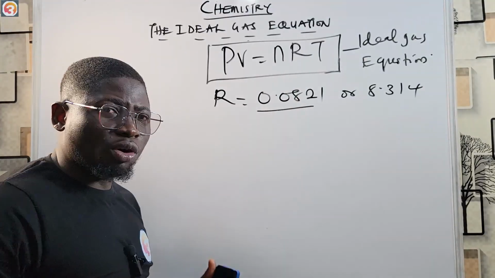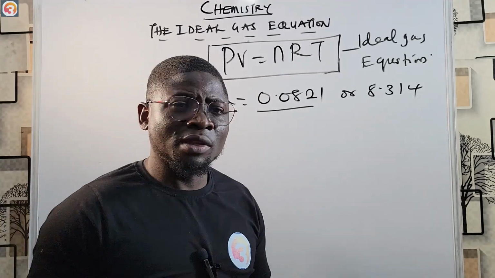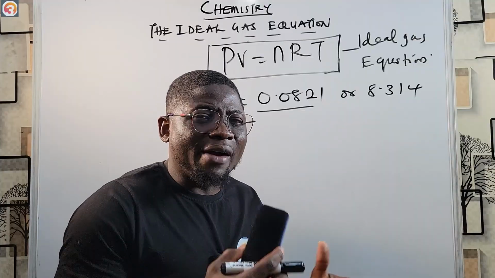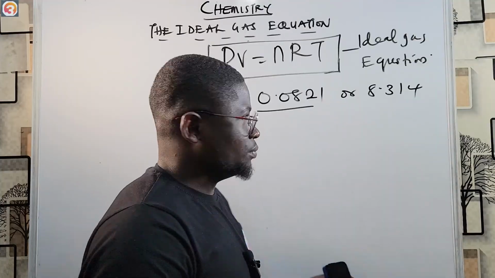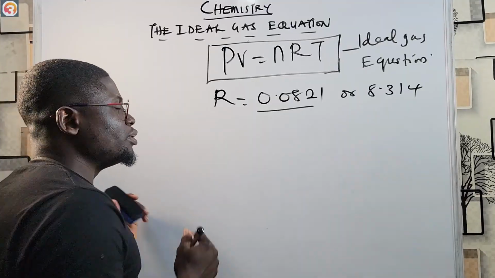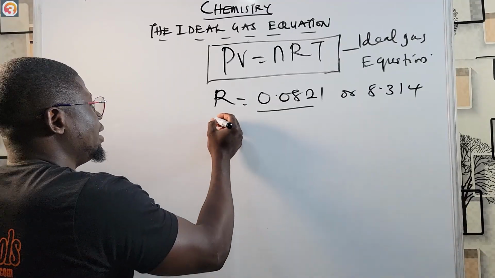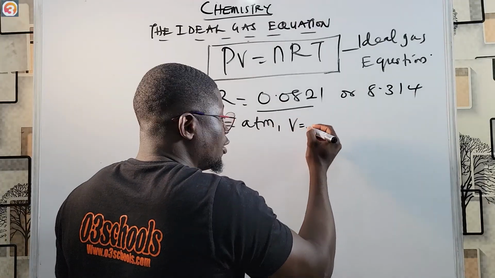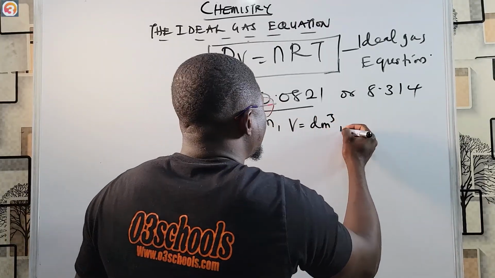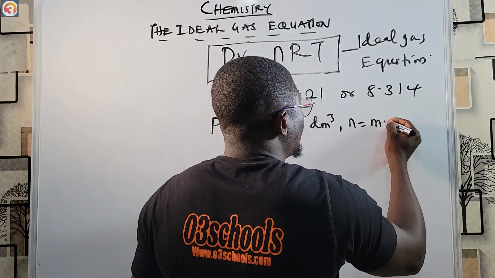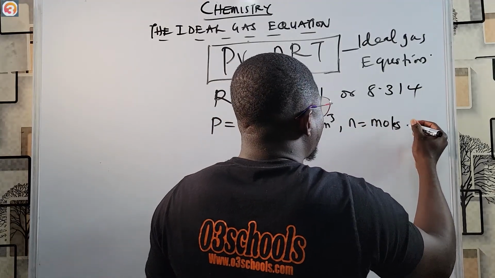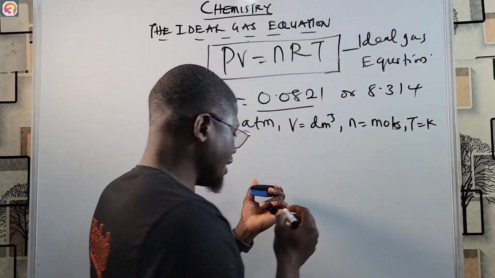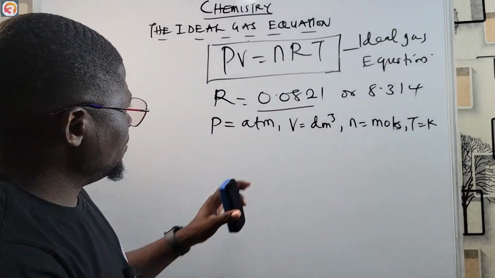All right. And then of course the example, the question we're going to treat, we're going to see how we can easily know how examiners want to catch us in a question. The value of R is 0.0821 if the value of P, pressure, is in ATM, the value of V, volume, is in dm³, the value of n is in moles, and the value of temperature is in Kelvin, K.